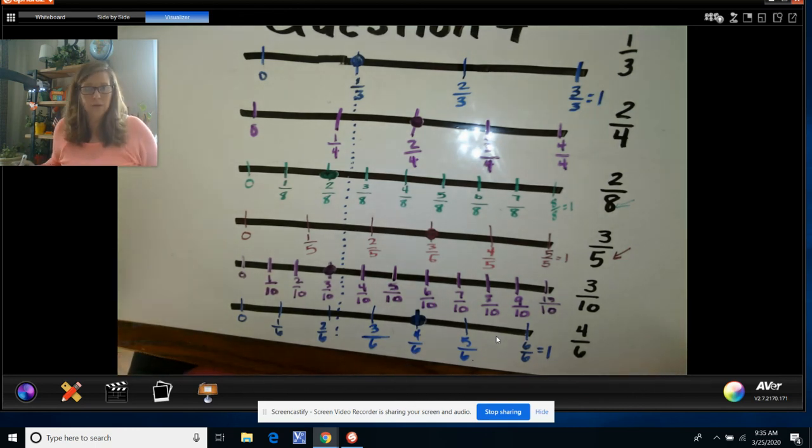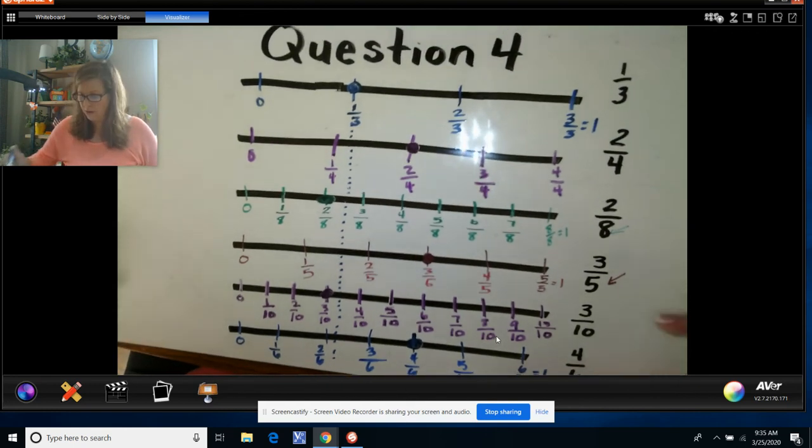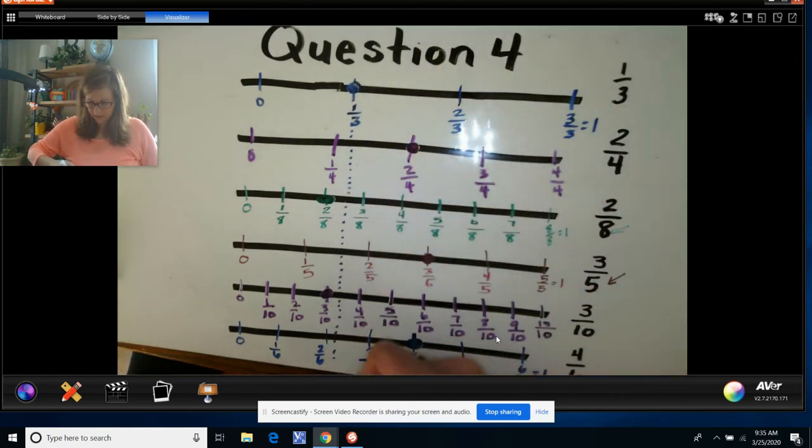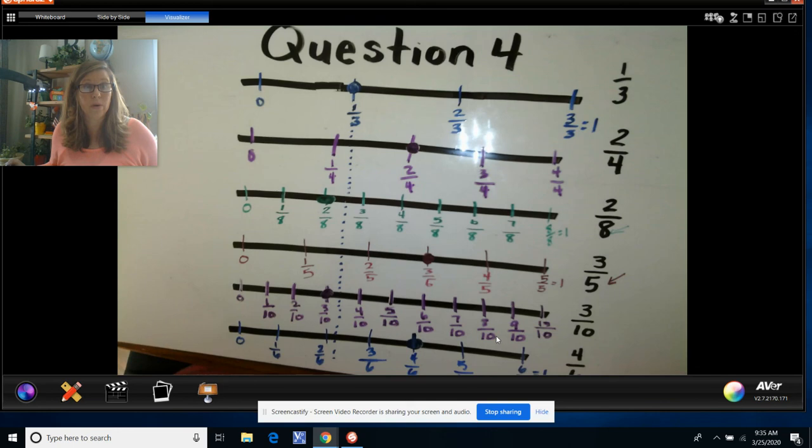All right, your job right now is to figure out, and let me read the question again. It says select all the correct answers. And you're selecting the fractions that are greater than 1/3. So remember, going back up to our 1/3, if you look down, you should be able to figure out which ones are greater. All right, we'll see you on the next question.